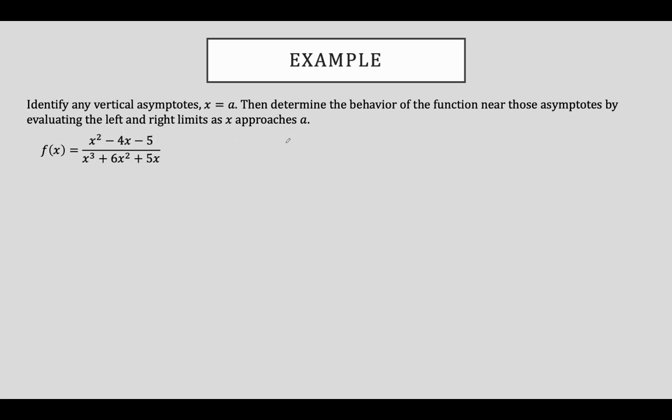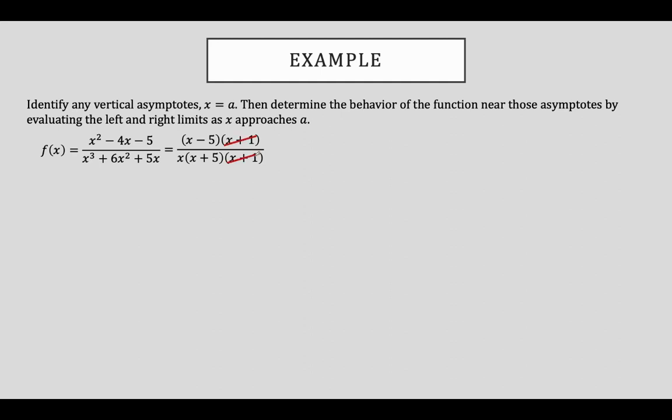Let's look at another one. Identify any vertical asymptotes, x equals a, then determine the behavior of the function near those asymptotes by evaluating the left and right limits as x approaches a. So we begin by factoring our numerator and our denominator. In this case, we have x minus 5 times x plus 1 divided by x times x plus 5 times x plus 1. After we factor, we cross out any common factors between the numerator and the denominator.